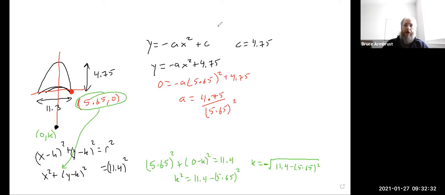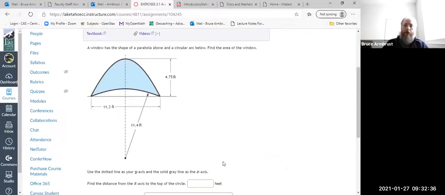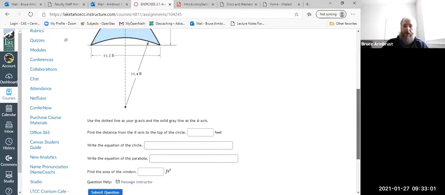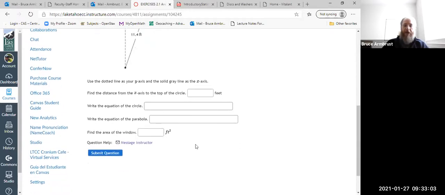So let me go back to show you this again. All right, so it says find the distance from the x-axis to the top of the circle. That's that distance right here. Well, you're going to know what your k is. That was that distance, so you're going to subtract that from 11.4. So write the equation of the circle, we got it. Write the equation of the parabola, we got it. And so then the last thing is going to be find the area of the window.